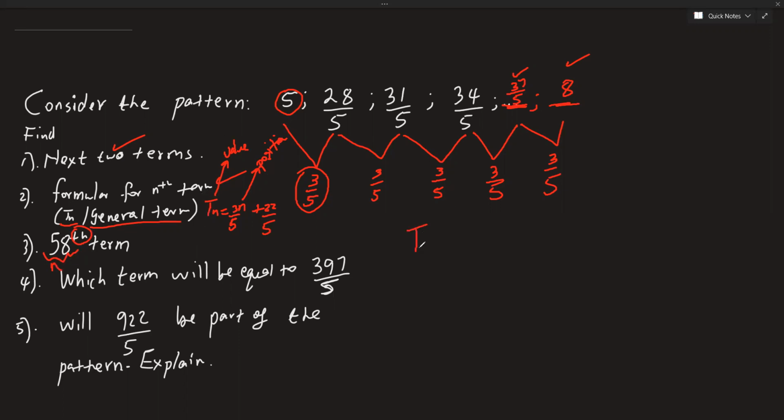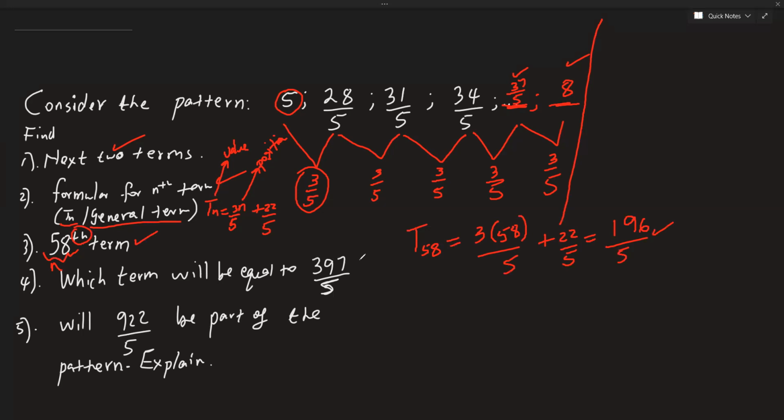So I'm asked to find the value of term 58, which is equal to 3, where there's n, I'm going to substitute 58 over 5 plus 22 over 5. And ladies and gents, if you press a calculator, that should give you 196 over 5. Right. Then we're fine with that one. Awesome. Okay. So now let's check this one.